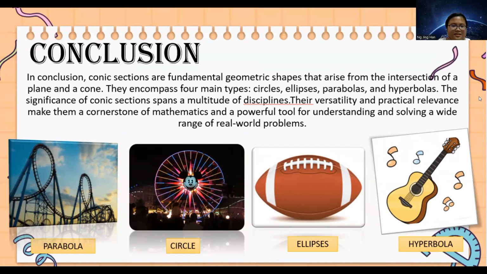In conclusion, conic sections are fundamental geometric shapes that arise from the intersection of a plane and a cone. They encompass 4 main types: circle, ellipse, parabola, and hyperbola. The significance of conic sections spans a multitude of disciplines. Their versatility and practical relevance make them a cornerstone of mathematics and a powerful tool for understanding and solving a wide range of real-world problems.